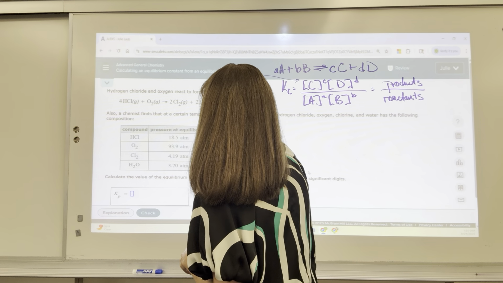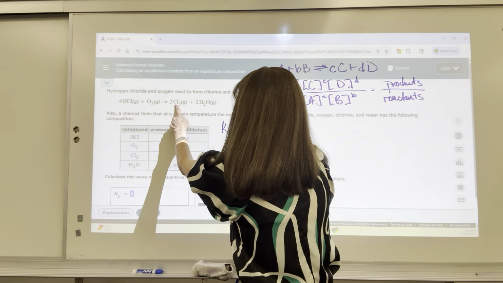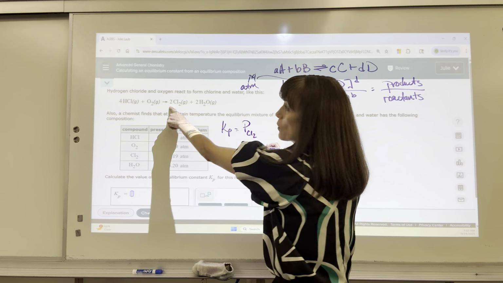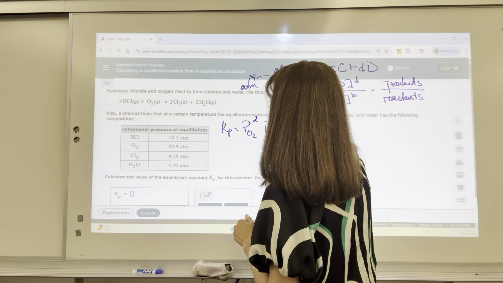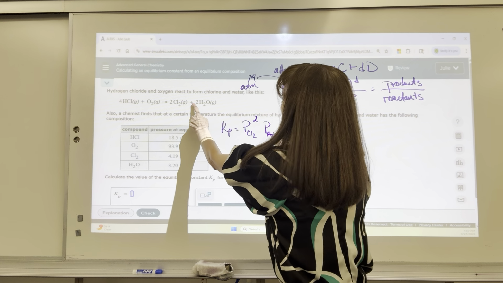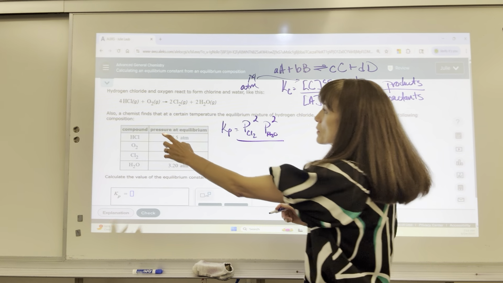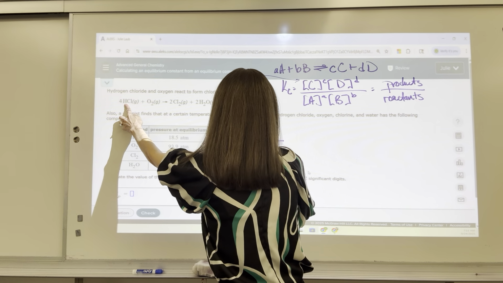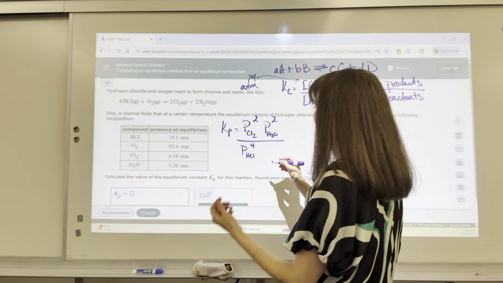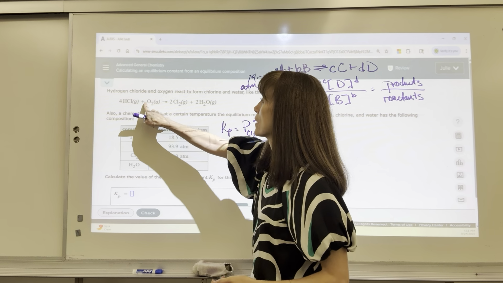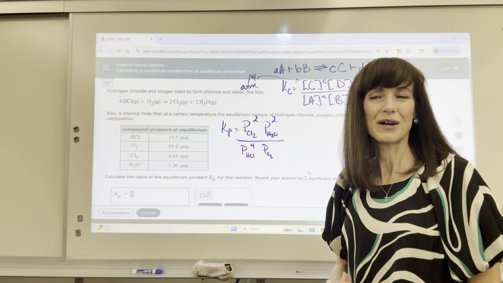I'm going to do Kp for pressure, and this is going to be the partial pressure of my products, partial pressure of Cl2, and what's that coefficient? A 2. So that will be squared times the partial pressure of my second product, water. That coefficient is 2, so this is squared, divided by reactants. We're going to have the partial pressure of HCl. That coefficient is 4, so that's to the fourth power, times the partial pressure of O2, and that coefficient's a 1. I can leave this blank and it's understood to be a coefficient of 1.